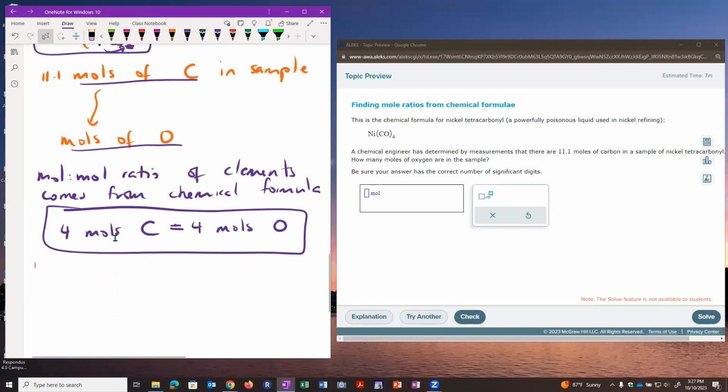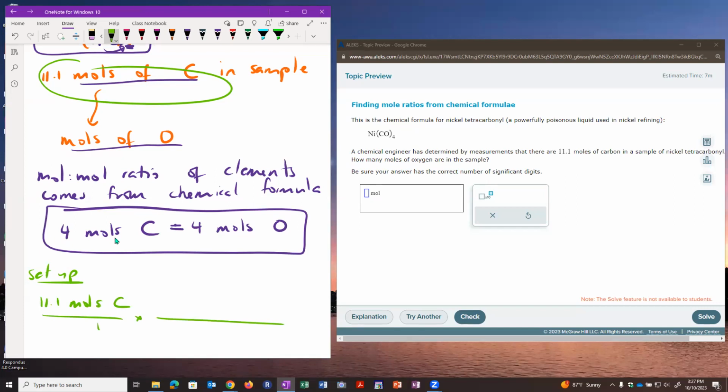We are told that in our particular sample we have 11.1 moles of carbon to start with. So we're going to set it up. We're going to start with what's provided, 11.1 moles of C. That goes over 1. The relationship between moles of carbon and moles of oxygen is the subscripts in the chemical formula. We have that established already. We now insert that as a conversion factor. If you want to end up with moles of O, that goes on top.